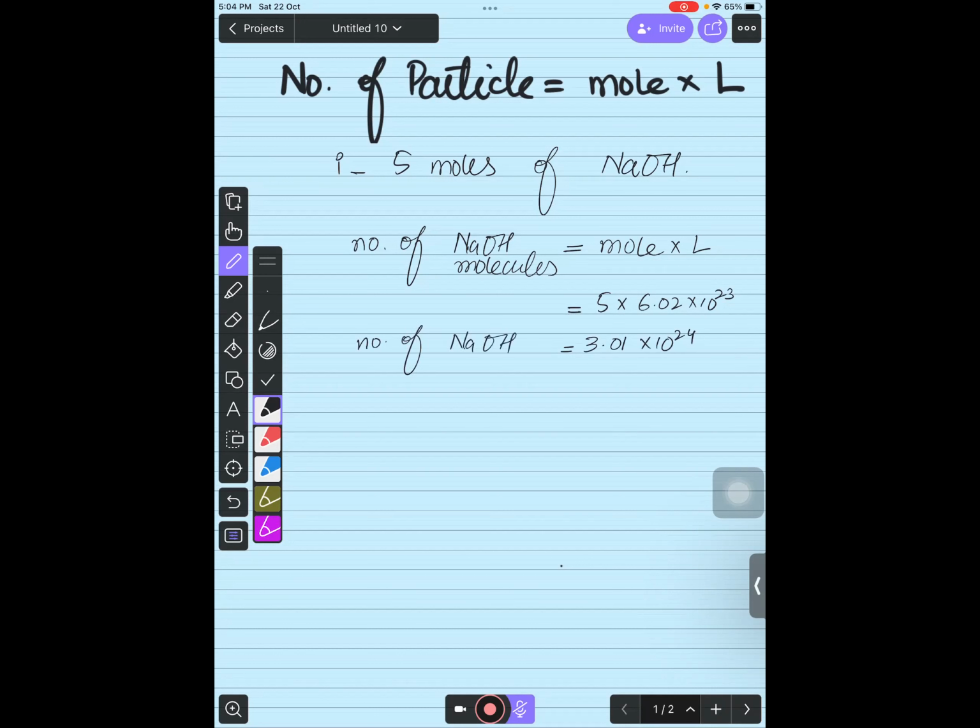बच्चों, अगर आपके पास 5 मोल सोडियम हाइड्रोक्साइड के हों, तो उसके अंदर NaOH के जो मॉलिक्यूल्स होंगे, यानी एक NaOH को अगर आप कंसीडर करते हो, तो इस तरह के तकरीबन 3.01 10 raised to the power 24 NaOH मॉलिक्यूल्स आपके पास होंगे. And if you focus on the NaOH molecule, बच्चों, तो NaOH में एक Na आयन और एक हाइड्रोक्साइड आयन है. That means the number of sodium ions is the same number, and 5 moles में इतने sodium ions होंगे, and the same number of hydroxide ions as well, right, बच्चों?